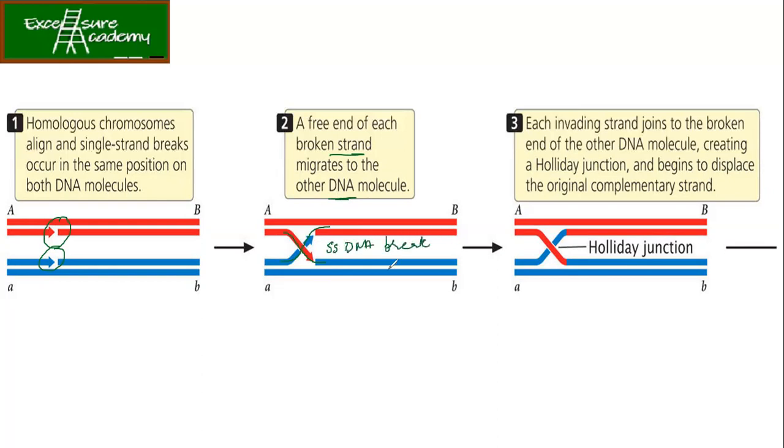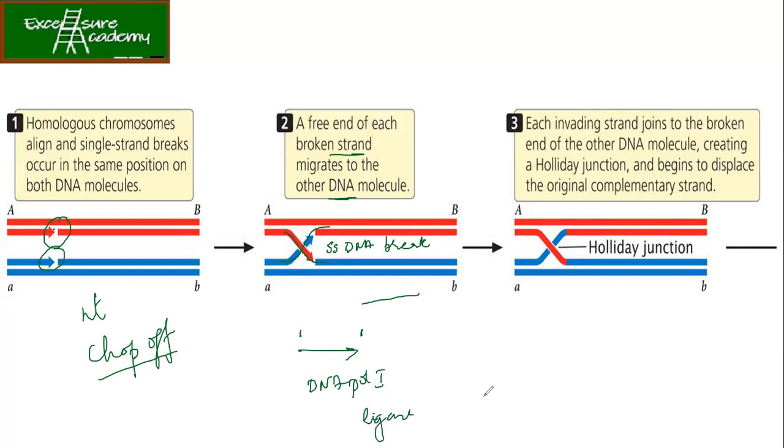Okay. So suppose a gap was there. In a few cases, when this nick is made, certain nucleotides are chopped off. That means they have been removed, so a gap will be present. We know that whenever there is a single-strand or double-strand gap, DNA Pol I will come and start synthesizing the DNA, and ligase will come and seal the DNA.